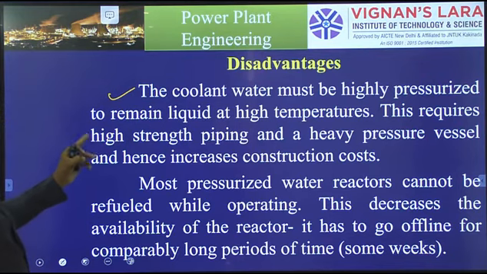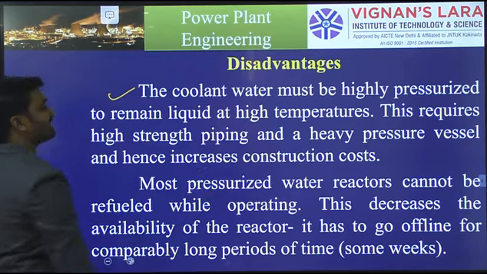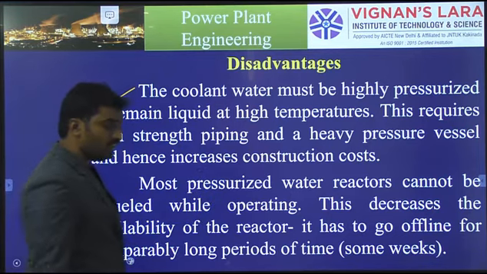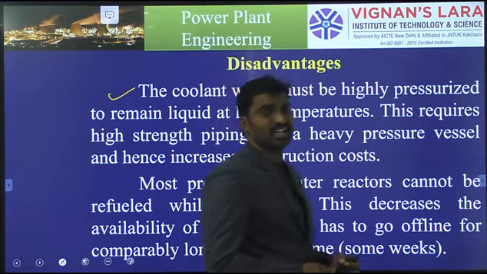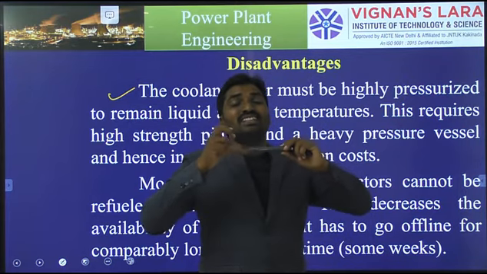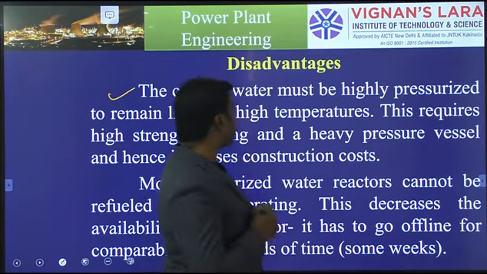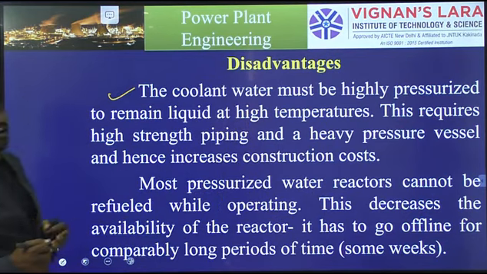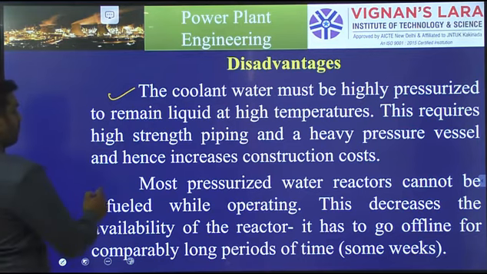This requires high strength piping and a heavy pressure vessel, and hence increases the construction cost. The cost increases because high pressure means we need to establish strong, reinforced pipelines. So that automatically increases the construction cost of a power plant.